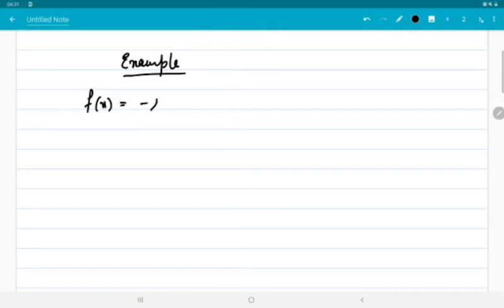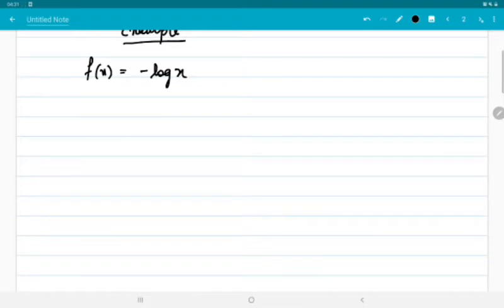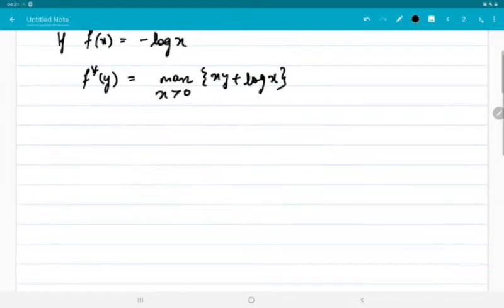So f(x) is minus log x. If this is my f(x), then the conjugate is the maximum over x, over all x greater than 0, because that is the domain of log. It will be xy plus log x.